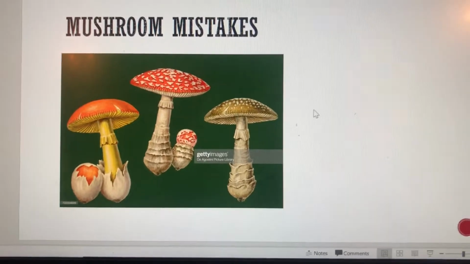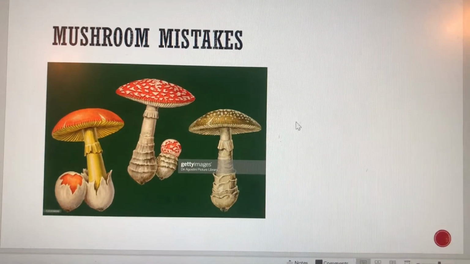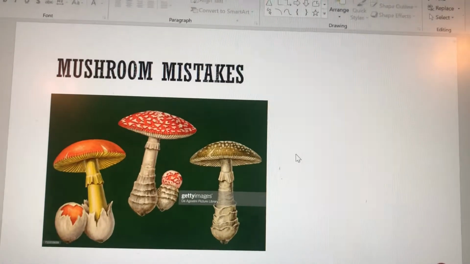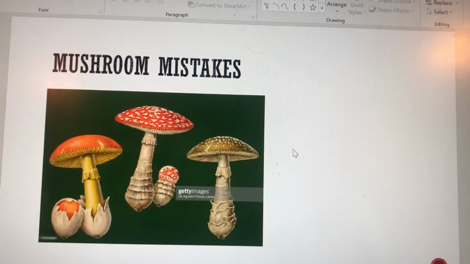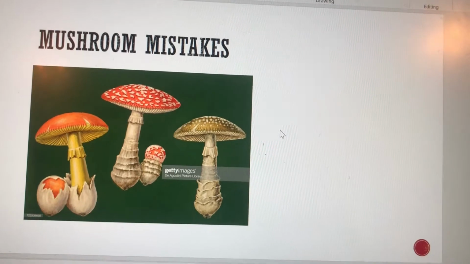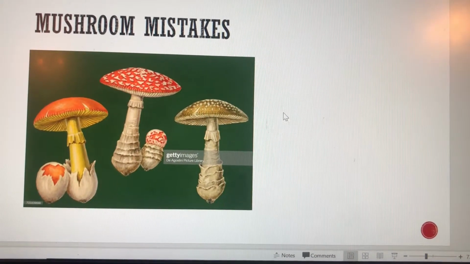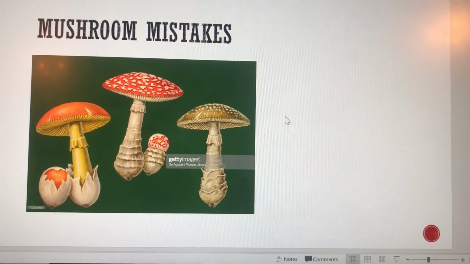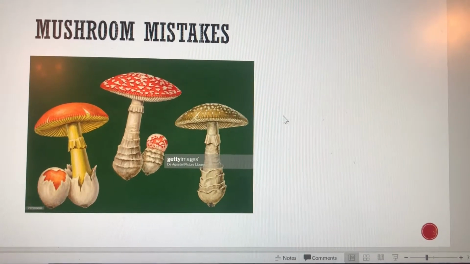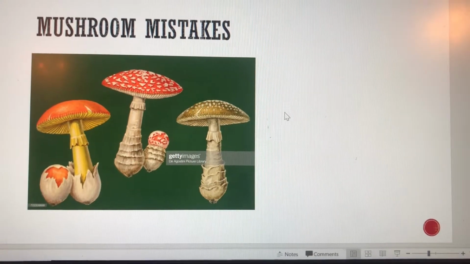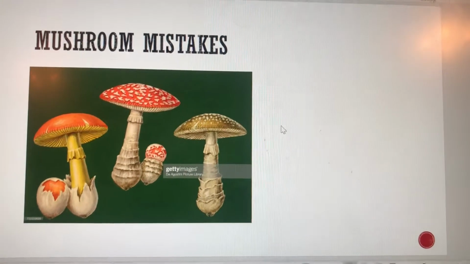Now, the most common mistake is mistaking the mushroom for the Caesar's mushroom and the straw mushroom, which are on the left and the right, and in the middle is the death cap. And you can see how similar these mushrooms are and how many people could mistake the death cap for these two edible mushrooms.